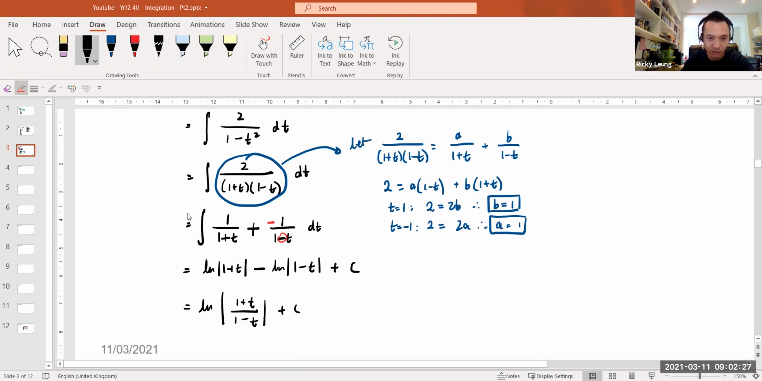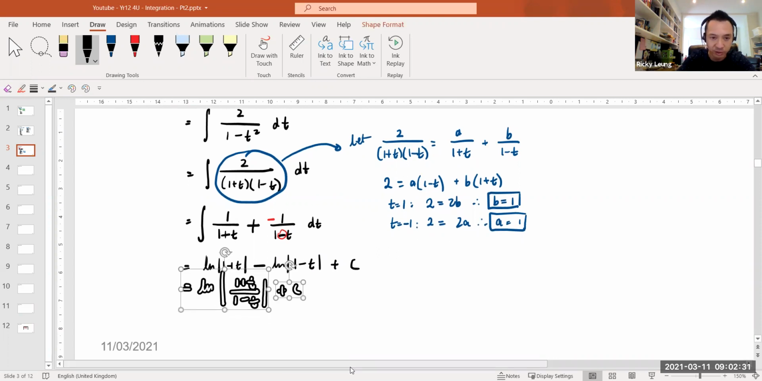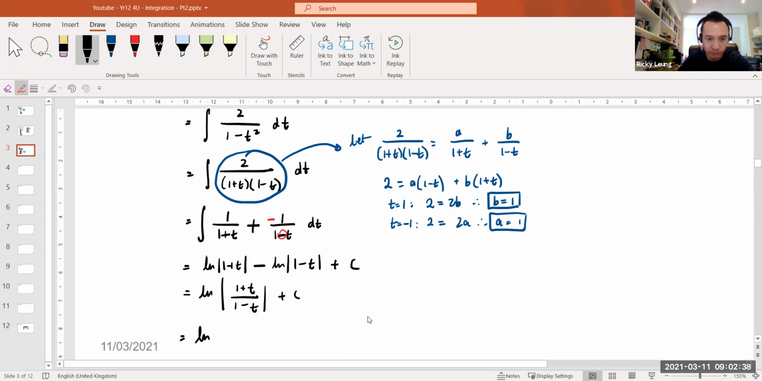Now, remember, I can't have that as my final answer because my answer needs to be in terms of x. I'm just going to move this up because I need one more line in here, where it becomes ln of (1 plus tan x/2) over (1 minus tan x/2) plus c, right, as, in this case, my final answer.